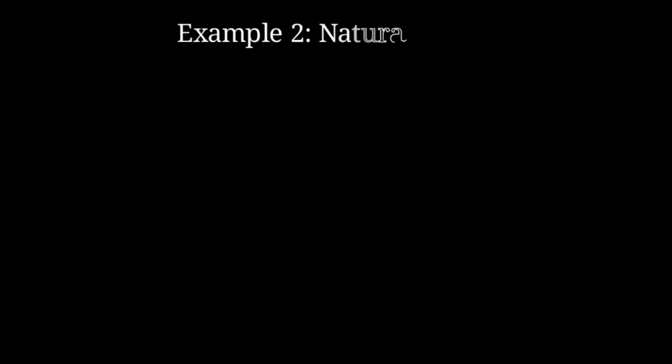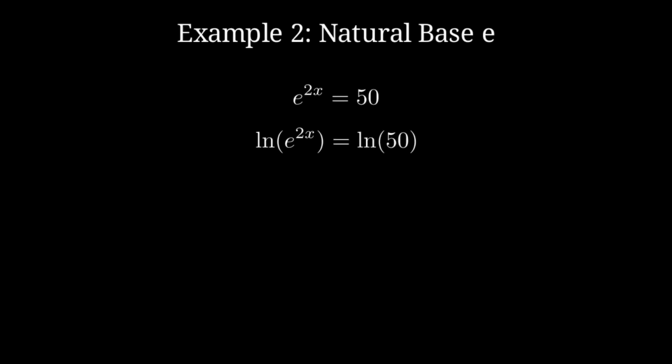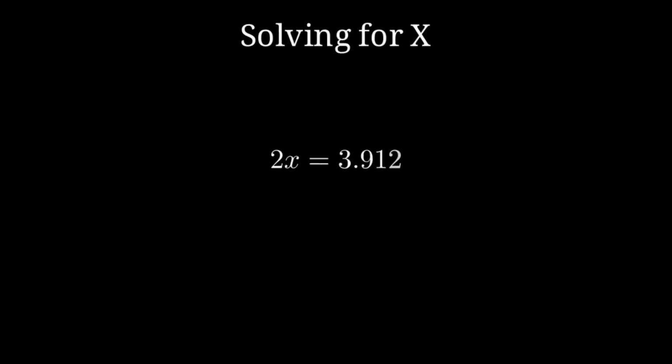When the base is e, the natural logarithm is the most efficient choice. Since the natural log of e is exactly 1, the left side simplifies instantly to just the exponent, 2x, making the algebra even faster. After simplifying the natural log, we divide by 2 to isolate x.